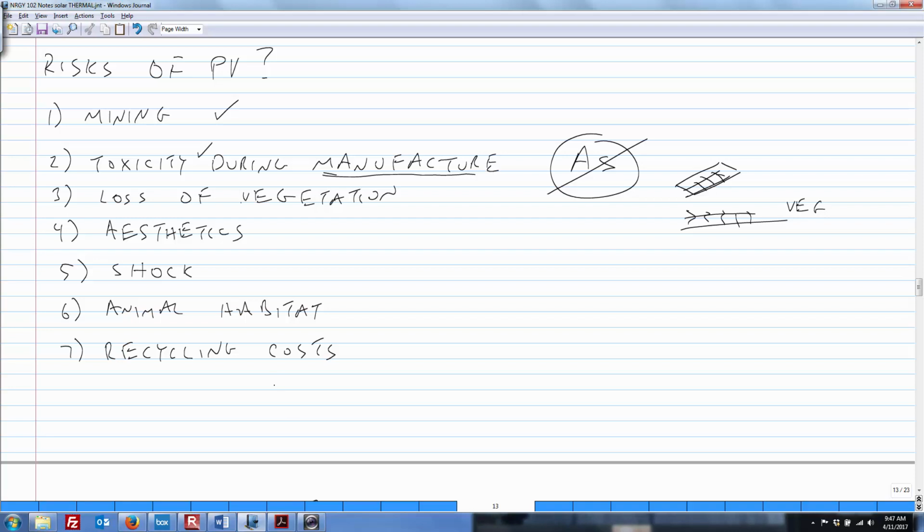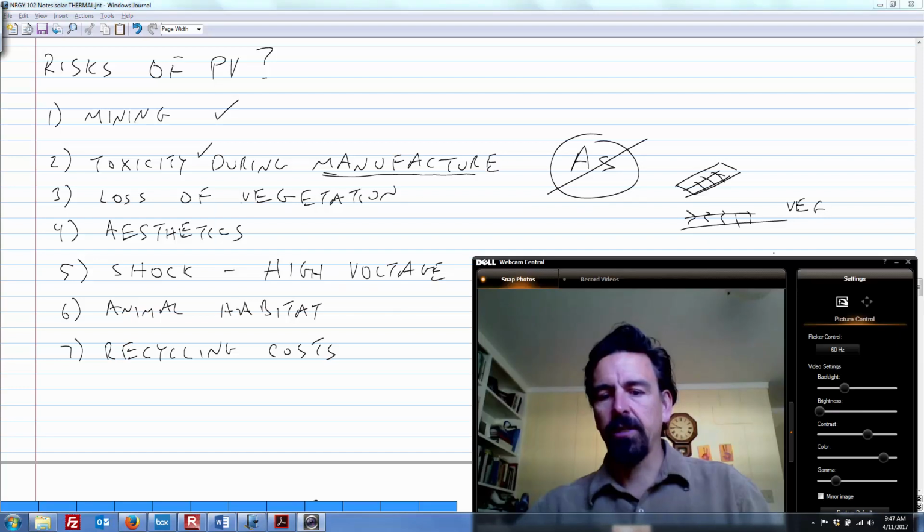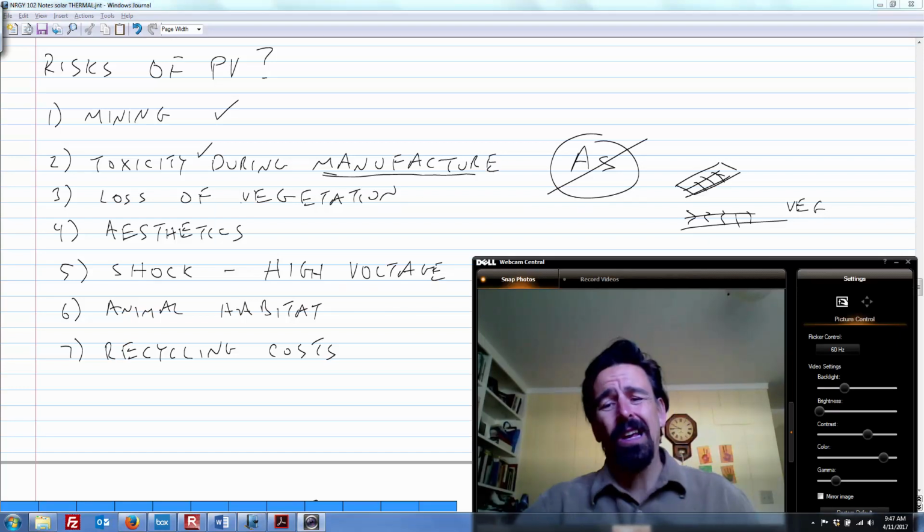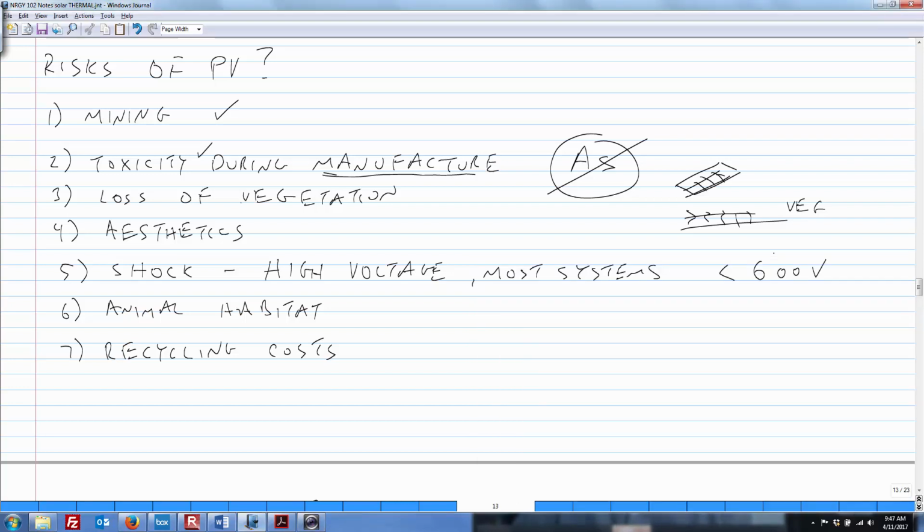Shock. This would be high voltage. And usually most systems are going to be less than 600 volts. That's typically the target, is to keep them below 600 volts. You really don't want to touch anything more than 100 volts, that is ouch. 100 volts, ouch. So that's another system.